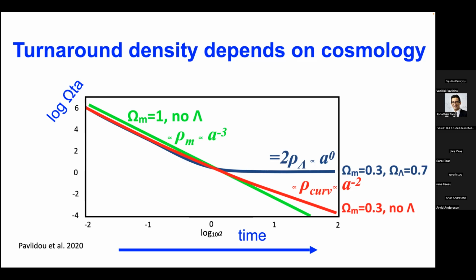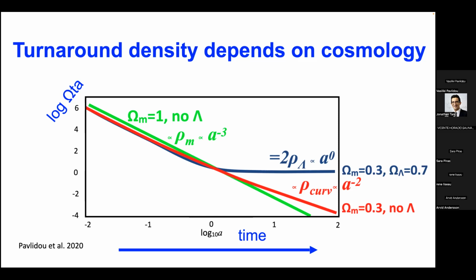Because if you don't have lambda, the shallowest you can ever be is -2. When curvature dominates, if you're in an open universe, that's it. You cannot go closer to 0 than -2. So that already tells you that this should be a very good probe of the presence of dark energy.